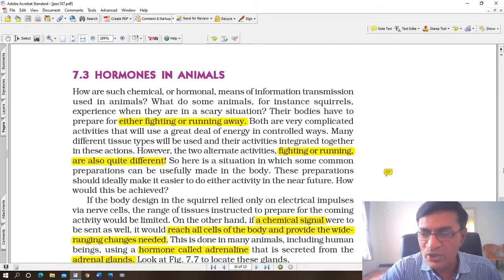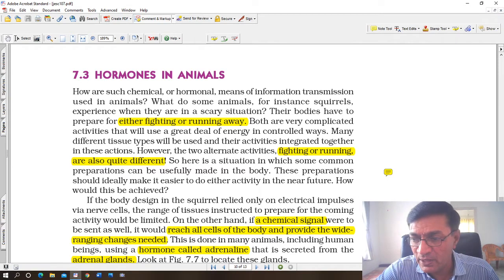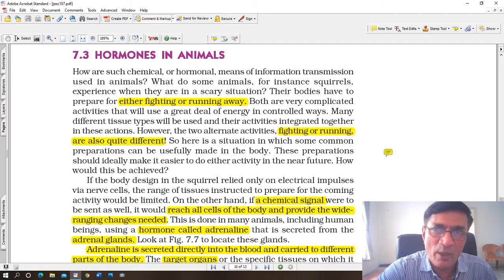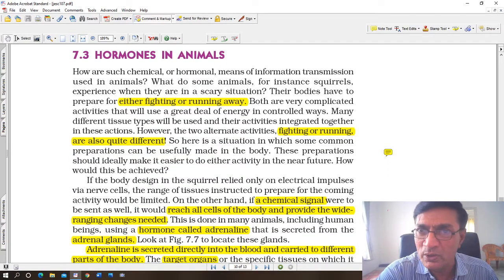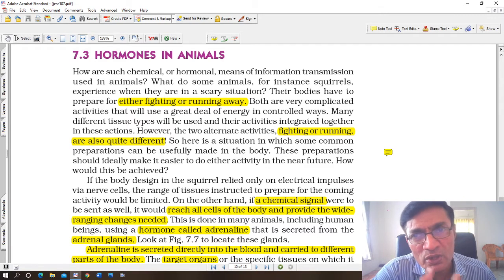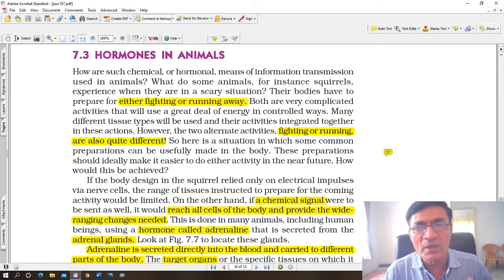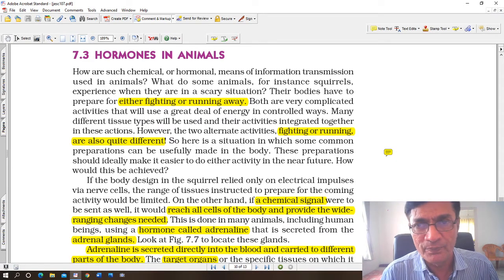Alright, hormones in animals. Now let's carry on. Remember, we humans are also animals, so our body also produces hormones. Different organs in our body produce different hormones. What are those organs? There is a whole system in the body called the endocrine system. What is this endocrine system?